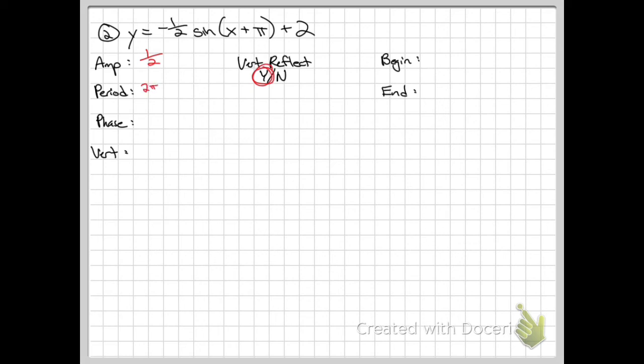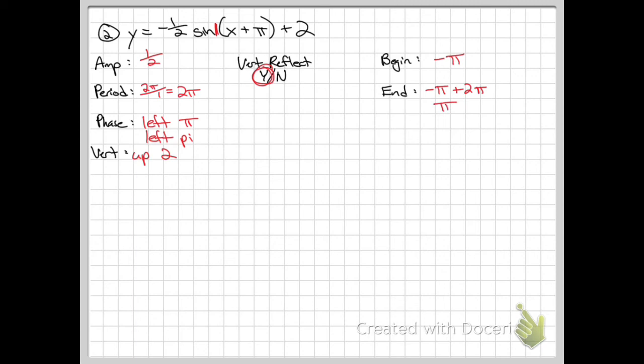Period. 2 pi divided by, there's an imaginary 1 there again. So 2 pi. Phase, it says plus pi. That's actually going to move it left pi. There is a pi button in Schoology, but if you spell it out, it's spelled just P-I. It's not the type of pie you eat. So if you're going to spell it out, try to spell it correctly. Then vertical shift up 2 because of the plus 2. So it's going to begin left pi. Left as a number on the number line is negative pi. And it's going to end at that beginning plus the period, which is going to be positive pi.